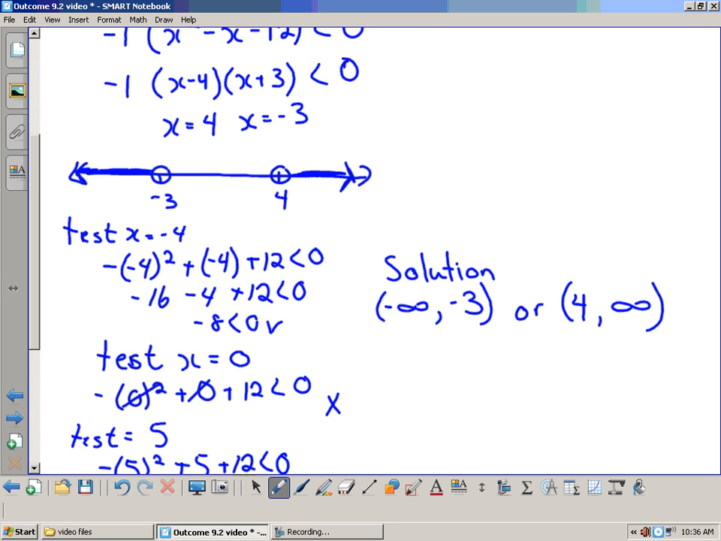Another way of writing this solution is to say that it's all values of x, such that x has to be less than negative 3, or x has to be greater than positive 4, and x is an element of real numbers.